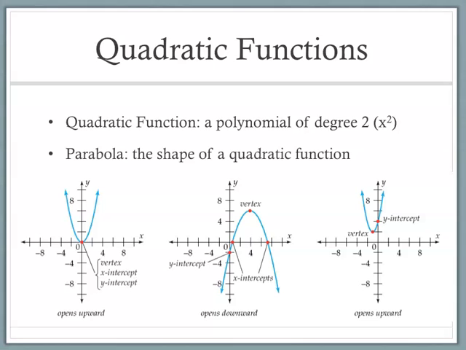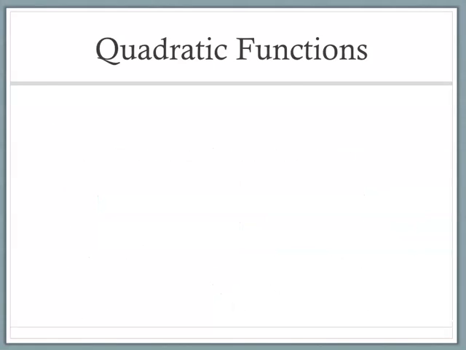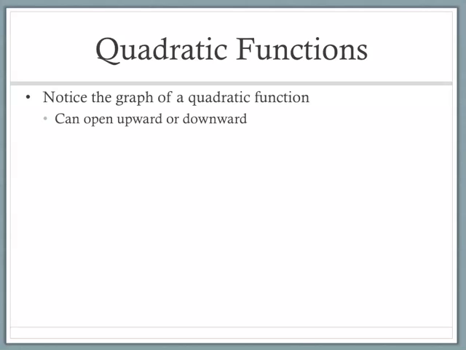All right, so a couple of things that we can make note of now. Notice the graph of a quadratic function can open up or down. It always has a vertex. It either is going to be a max or a min, depending on if it's opening up or opening down. And it has exactly one y-intercept.